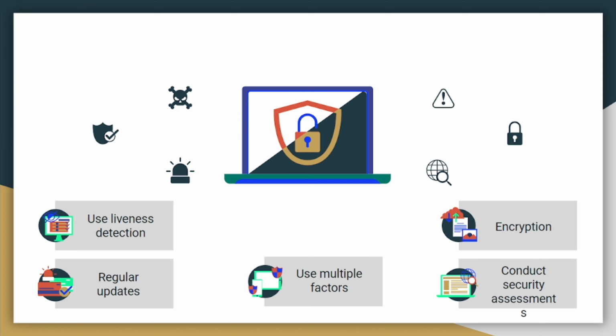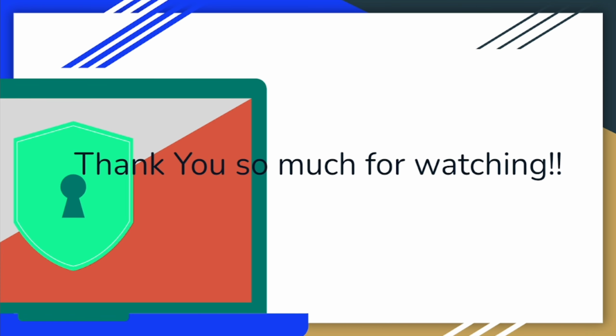The fourth one we have is regular updates. Regularly updating the authentication system software and firmware can help prevent template attacks by introducing new features and fixing vulnerabilities. The fifth one we have is to conduct security assessments. Regular security assessments can help identify vulnerabilities and weaknesses in the authentication system, allowing for timely measures to be taken to mitigate the risk. This video was the solution to test paper 3.